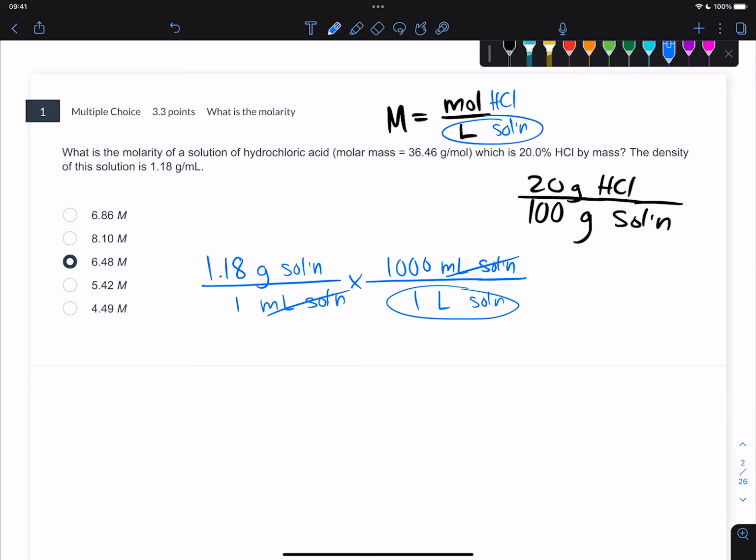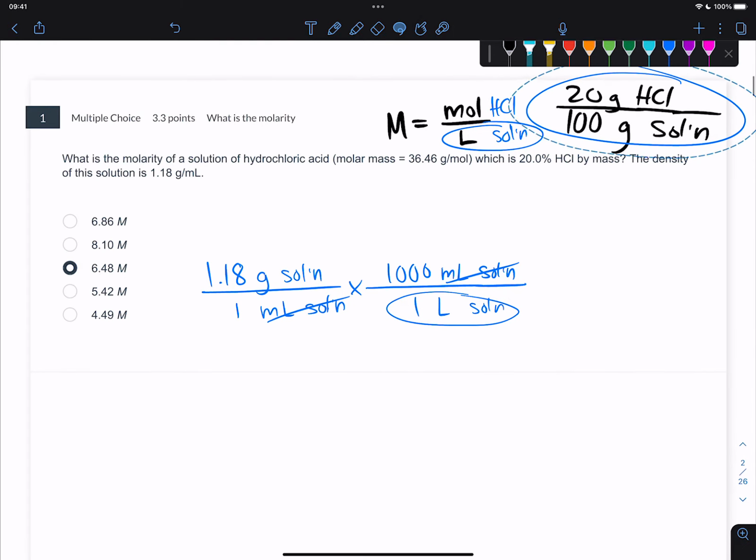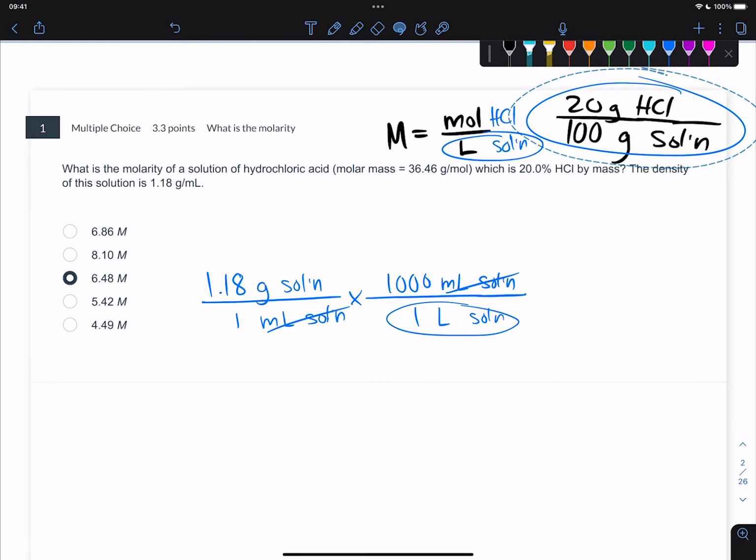We currently have grams of solution. We have the molar mass and we have the ratio here. So what we're going to do is use this as a conversion factor as well. Let me move this up. Those two pieces of information are just helpful. So we have 1.18 grams of solution on the left. I'm going to put grams of solution in the denominator so it cancels out, and I'm going to go from grams of solution to grams of HCl. We actually have a ratio for that. It's right here. For every 100 grams of solution, 20 grams of HCl is dissolved inside of it.